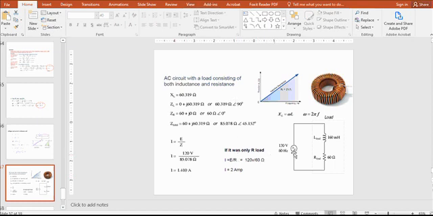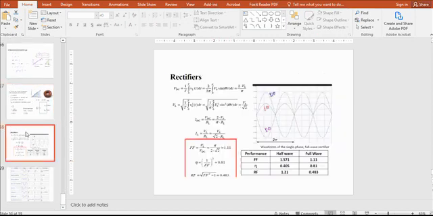If we ignore the inductance, then when the inductance is ignored, only resistance remains in the circuit, and 120 divided by 60 we get the current here. So these are two values which we obtain.